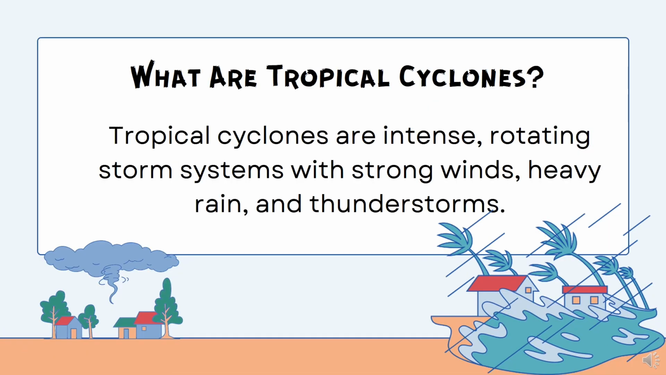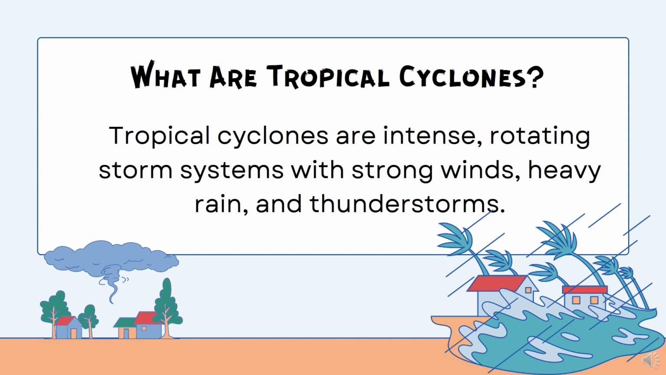Okay, first things first, the definition. What are these things called tropical cyclones? In a nutshell, they are very heavy storms characterized by heavy wind speeds. They're destructive. But let's read the definition: they are intense rotating storm systems with strong winds, heavy rain, and thunderstorms. As we go along in this video, we will go into the characteristics, but this is your definition.